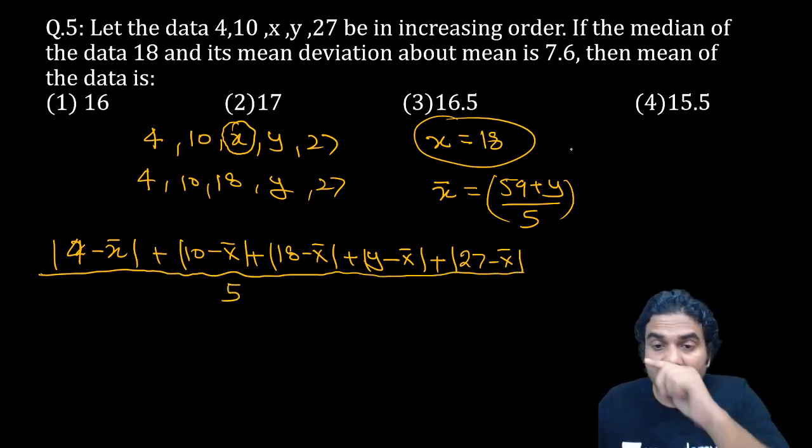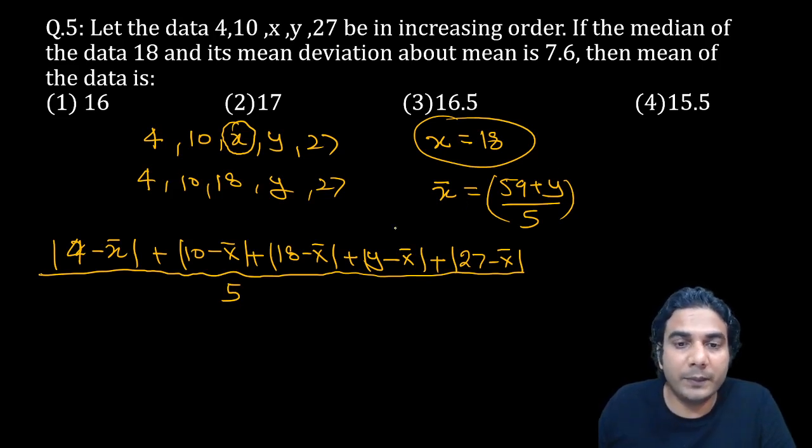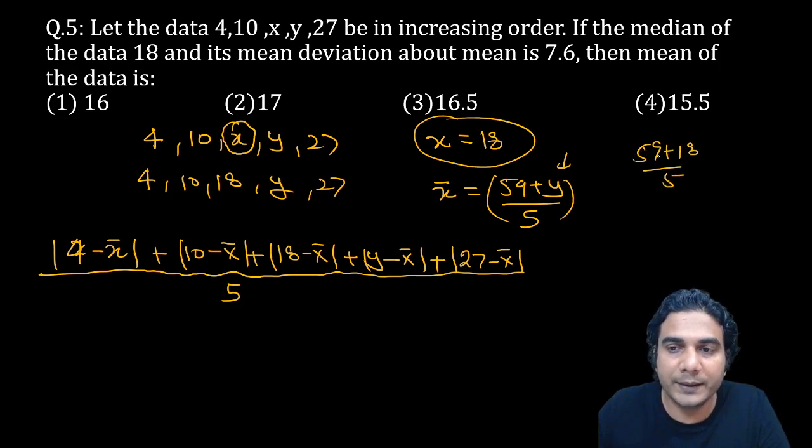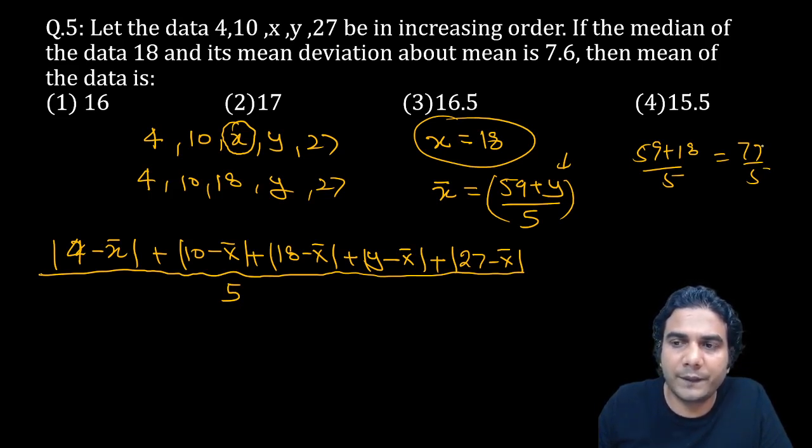Even if y lies between 18 and 27, we don't know where this x bar is lying, whether it is more than 18 or less than 18, more than 10 or less than 10. But we can figure it out from this equation. If I take the least value of y, which can be 18 point something, because the numbers might not be integers, so just consider 18 as well. That will be the least value. If I consider 18, it will be 59 plus 18 by 5, which is 77 by 5, and if you divide, that is 15 point something. So x bar is certainly going to be more than 15.